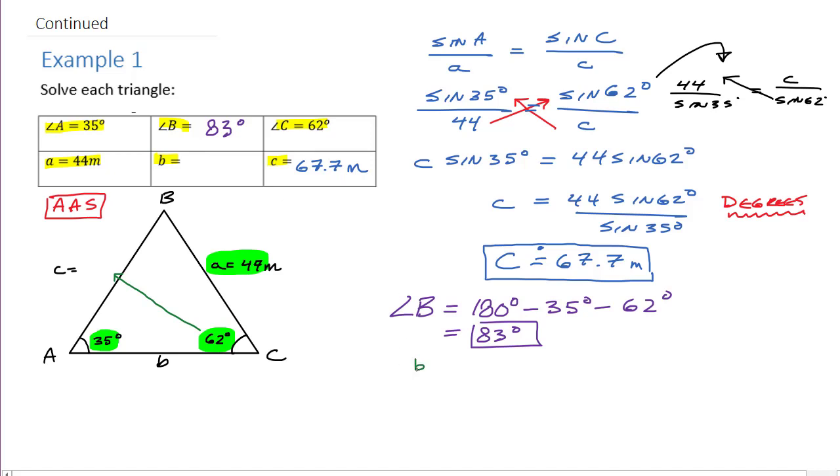So I'm going to start with side B on top because that's what I'm looking for. And really, that's the cleverest, quickest way of doing it. What are you looking for? Make that the first thing you set up. So I'm going to put B first, over sine B equals, on the other side.